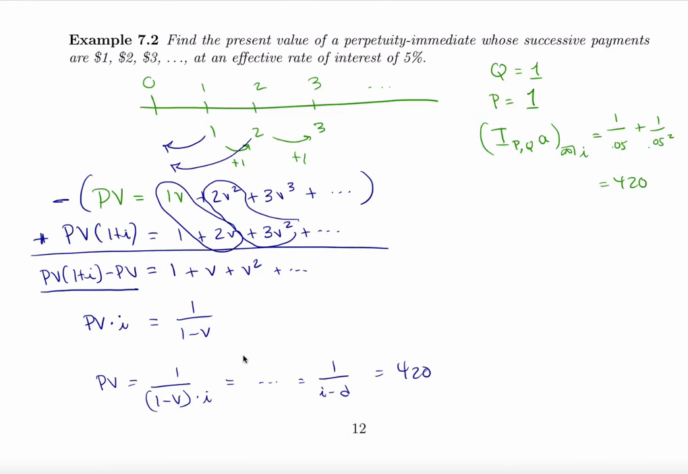And that d is your discount rate. Or you can just plug in 1 over (1 minus 1 over 1 plus i) times i, whichever way. Either way, you get 420, which is what we got using the formula also. But this technique of multiplying the present value by 1 plus i and then subtracting is how you would derive the formulas for an increasing annuity, where increasing we mean increasing by a fixed amount each time.